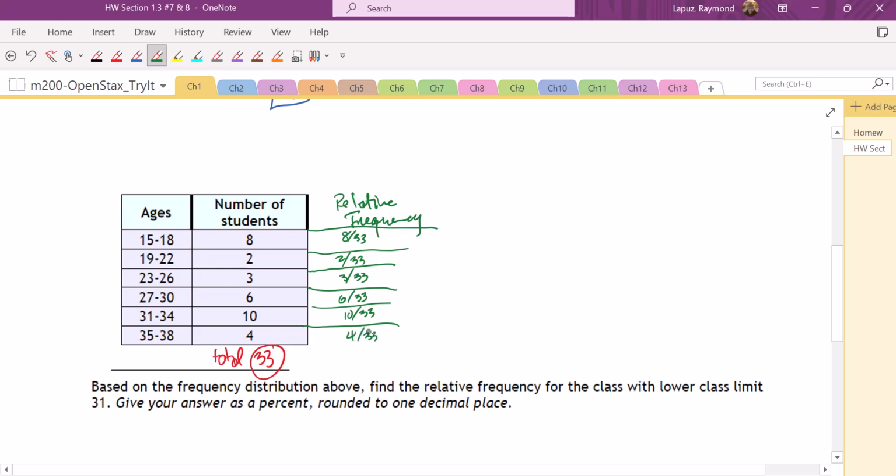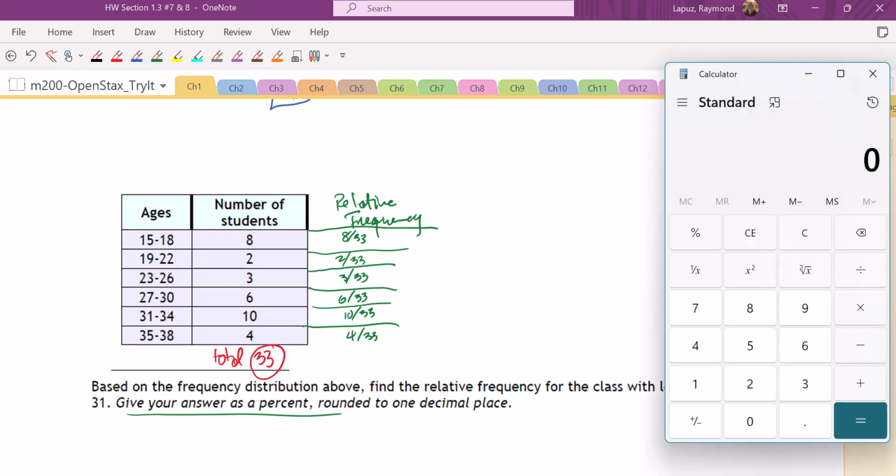You can just leave your answer like that, or more appropriately, you write your answer either as a decimal or as a percent. So let's write it as a percent, which means we need to take out our calculator and figure out what 8 divided by 33 is. Well, let's just get to the point that we're getting at here. We're looking at the 31 to 34 age group, and the number of students is 10. So let's just say 10 out of 33 is going to be about 30%.